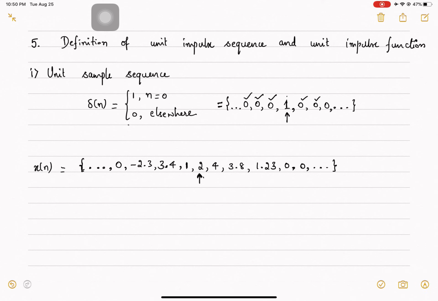X of 0 is equal to 2, x of 1 is equal to 4, x of 2 is equal to 3.8, x of 3 is equal to 1.23, x of 4 equal to 0, x of 5 equal to 0, and it's 0 for all the other values on the right after x of 4. Similarly, to the left side of n equal to 0, x of -1 is 1, x of -2 is 3.4, x of -3 is -2.3, and x of -4 is 0, x of -5 is 0, so on and so forth.